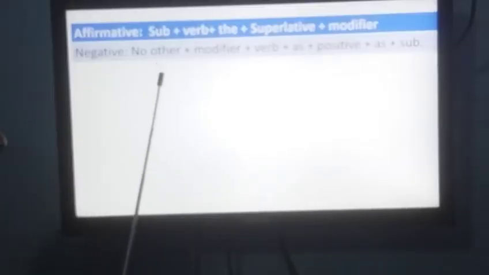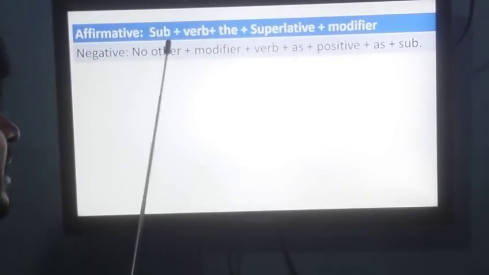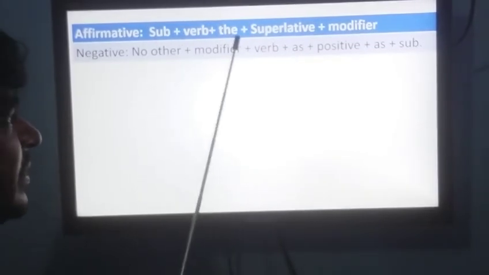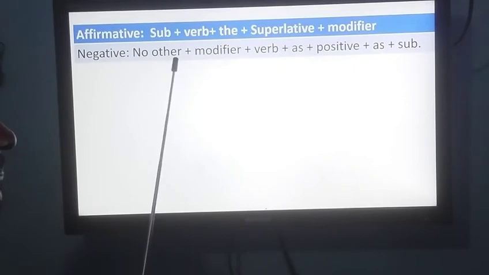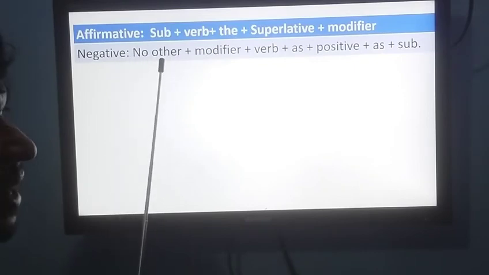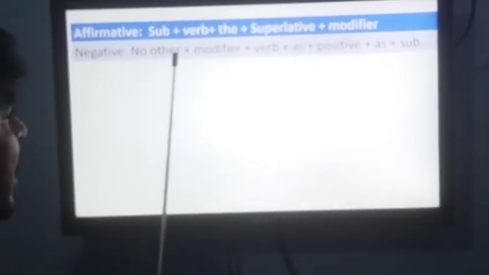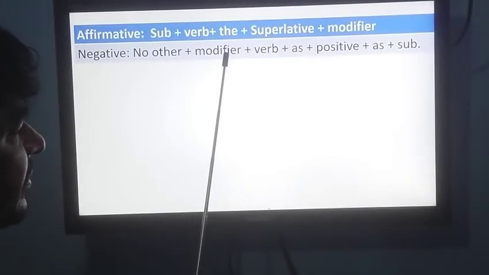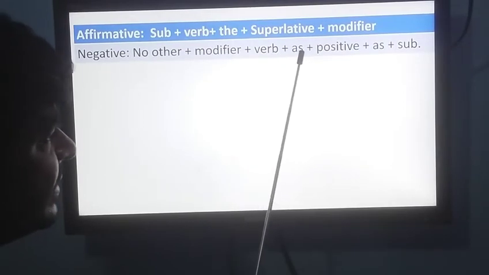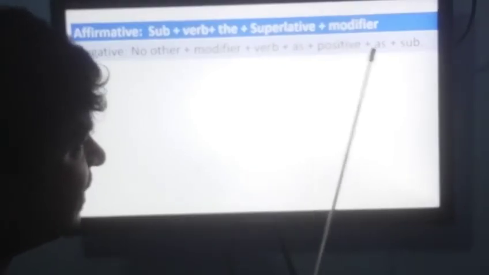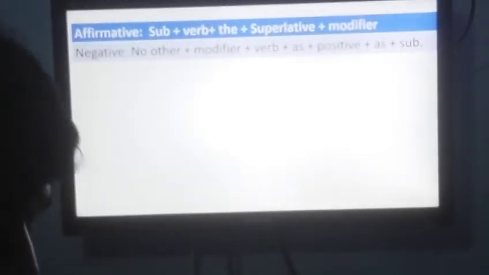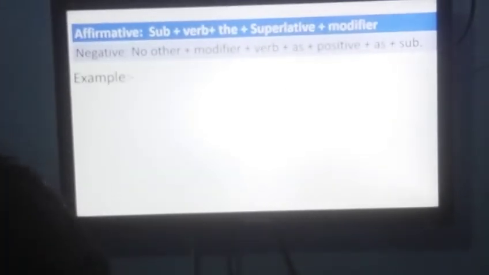In an affirmative sentence, if you get the structure in this way, at first you will get the subject, then verb, then the superlative degree with the definite article, then the modifier of the sentence. In a negative sentence, you have to make this structure: "No other" plus modifier, then verb, then "as", then positive degree, then "as" again, then the subject of the sentence. Okay, now take an example.